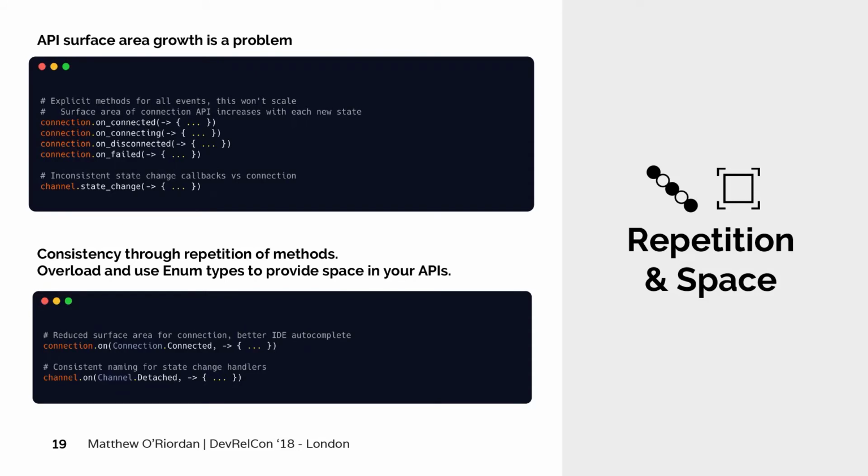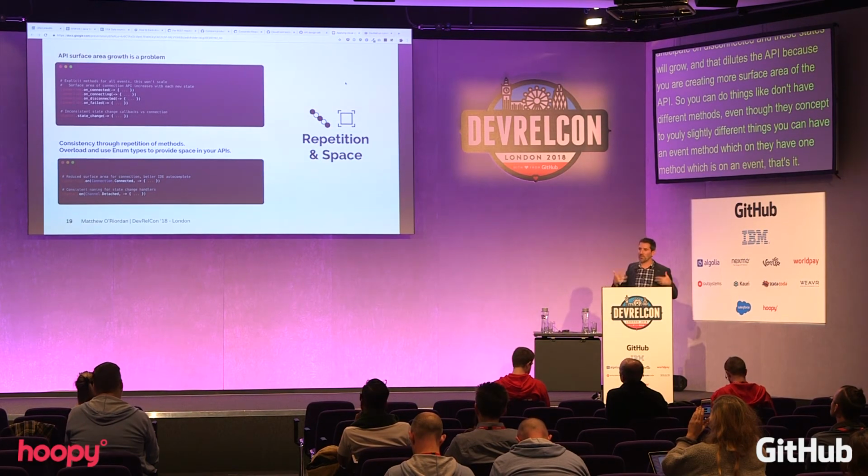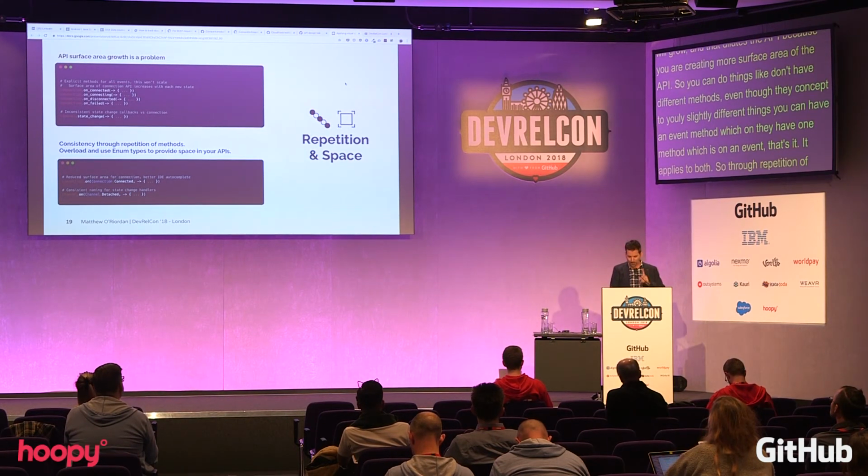Repetition and space. The idea is that repetition allows, if a developer is reading your API, once they've understood a concept somewhere, they can understand the same concept in another object. And again, with the cognitive load, you've got an on-connected method. Maybe later you need an on-disconnected. And these states will grow, right? And that dilutes the API because you're creating more surface area. So you could do things like not have different methods, even though they're conceptually slightly different things. You can have one method, which is on, with an event, and that's it. And it applies to both. So through the repetition of the same method names, you can reinforce concepts.